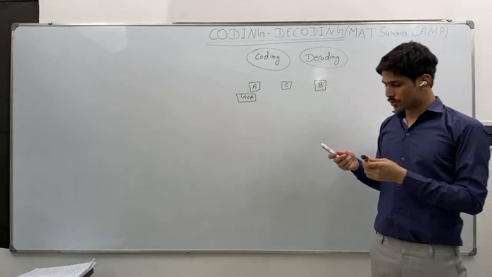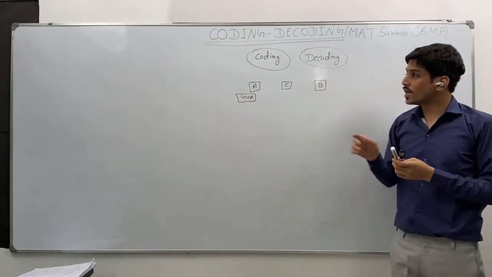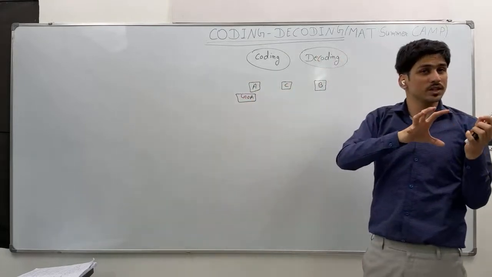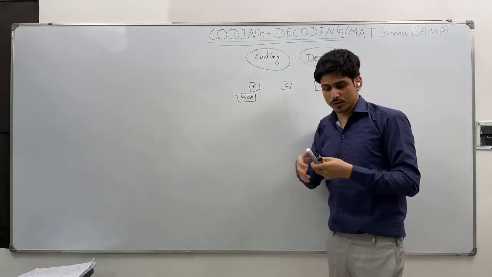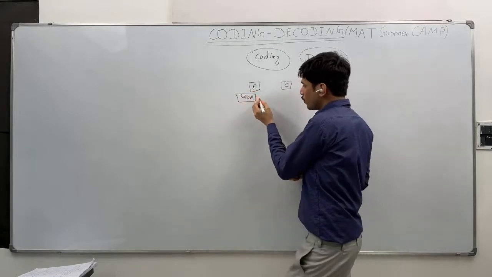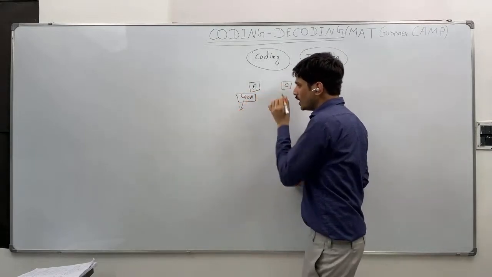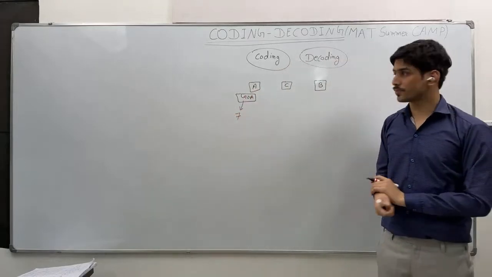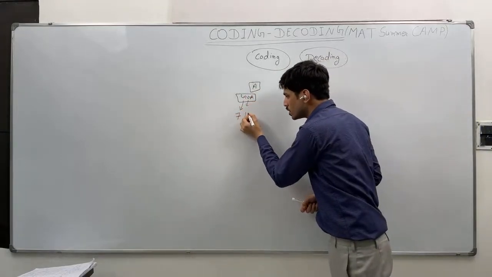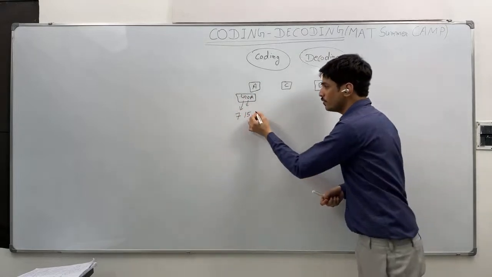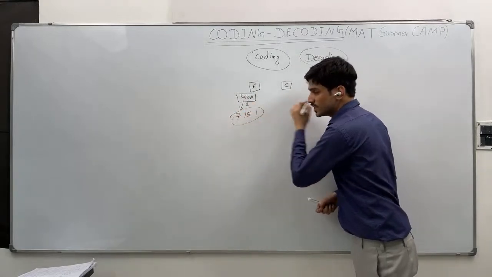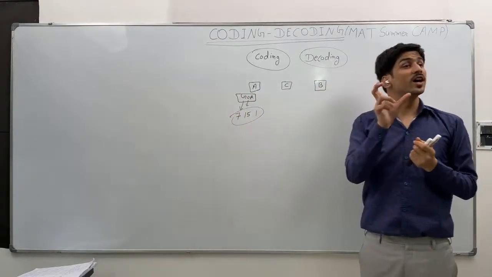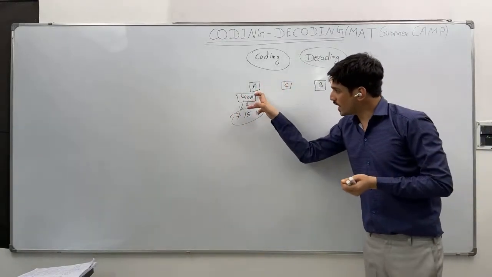Now, instead of directly sending the message, A will code that message with some set of rules. Before giving it to C, corresponding to G, A will replace it with the rank of G. Here we have O, so I'll have 15. Here we have A, so 1. Now this message, 7, 15, 1, is not the actual message. This is the coded message. So A will give this to C.